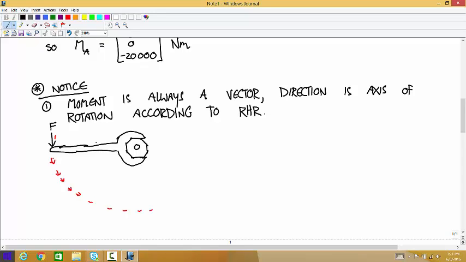So my thumb is going this way when my fingers are following that path. Okay? And so the direction of the moment is out. So let's see. Can I draw this? No, I cannot probably. Okay, there's your thumb. There are your fingers.